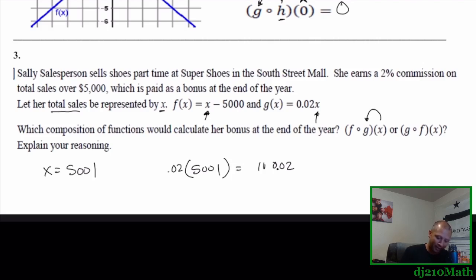If I plug that into f, because that's what it's saying to compose it, so now I'm taking $100.02 and plugging it in. Now we're doing f of x, right? So this is going to be $100.02 minus 5,000. And that's 4,900, 4,900, 4,899.98.